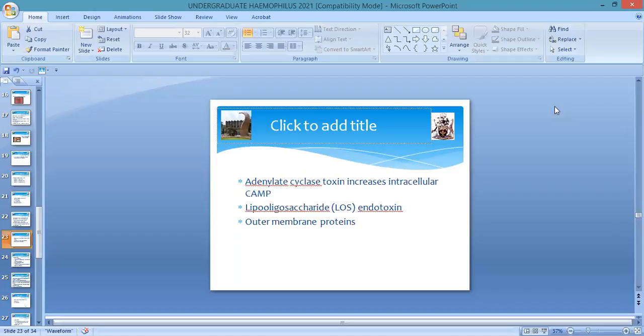So remember, the lipopolysaccharide is either made of the lipo-oligosaccharide or lipopolysaccharide. Okay. Apart from that, they also have the outer membrane proteins, which are also key in terms of attachment to the host cell.